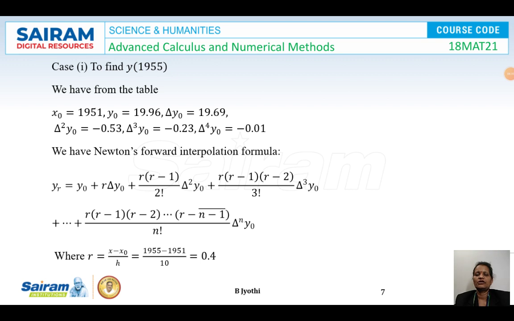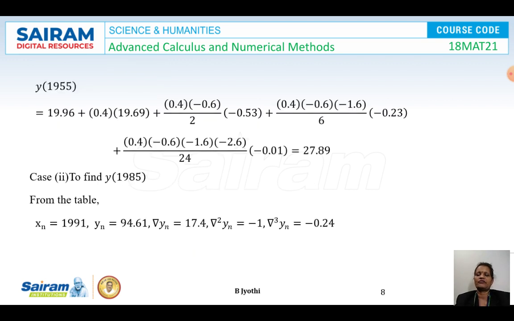Case 1. To find y of 1955, we have from the table x0, y0, del y0, del square y0, del cube y0 and del power 4 y0. From the table it has been taken. Now we have the forward interpolation formula, where r is given by x minus x0 by h. That is 1955 minus 1951 divided by 10, which is 0.4.